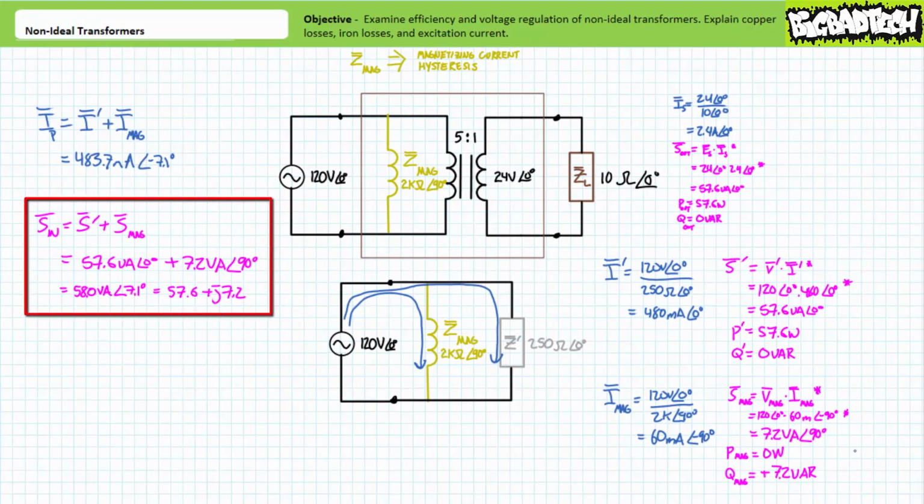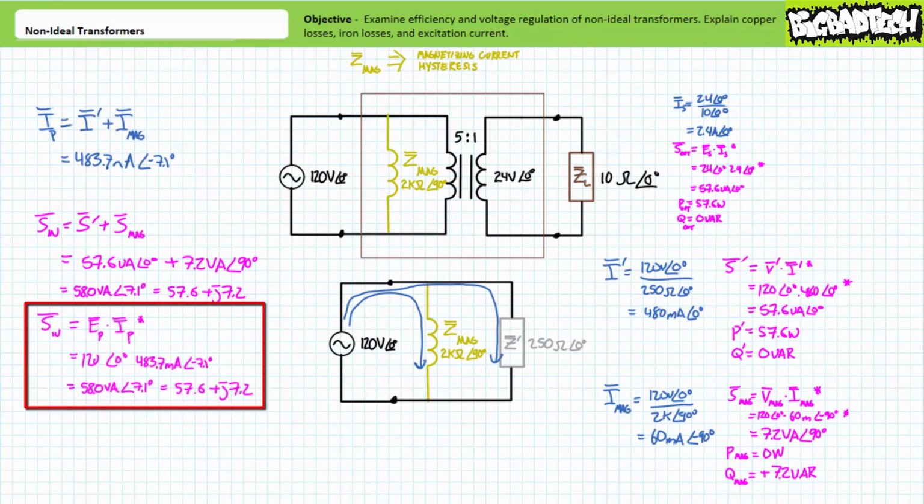There's a couple ways of calculating total apparent power input to the transformer. First, total power is the sum of the individual apparent powers. Additionally, total apparent power is the complex conjugate of primary voltage times primary current. Either method yields a total apparent power input of approximately 58 volt amperes, 57.6 watts of which goes to the reflected impedance, and positive 7.2 VARs of which goes to the inductor accounting for both magnetizing current and hysteresis.